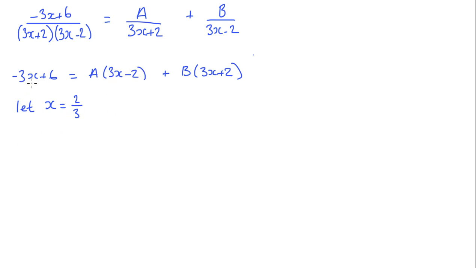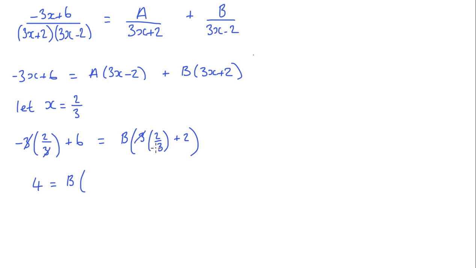So when x is equal to 2 over 3, we're going to have minus 3 times 2 over 3 plus 6 is equal to b lots of 3 times 2 over 3 plus 2. The 3's cancel here, so that's minus 2 plus 6, which is 4, is equal to b lots. Again, the 3's cancel here. That's 4 as well. So b is 1.